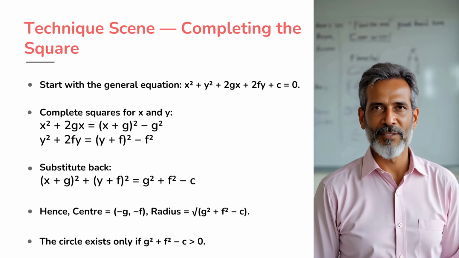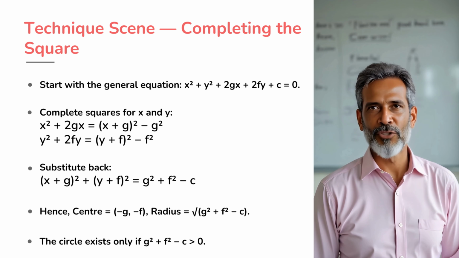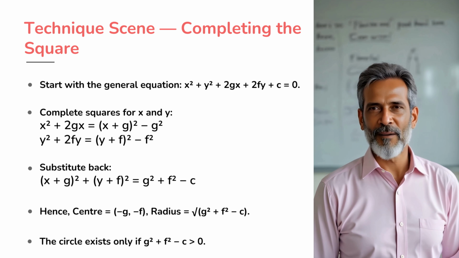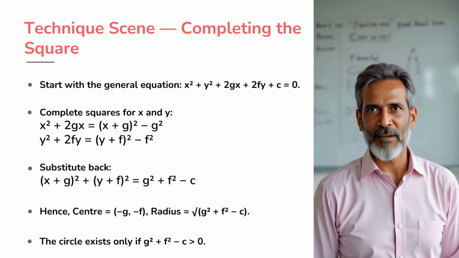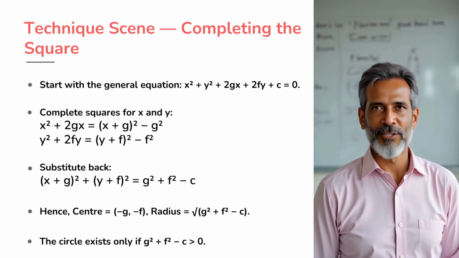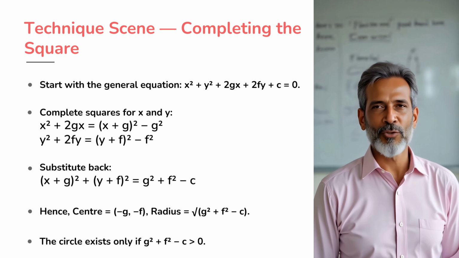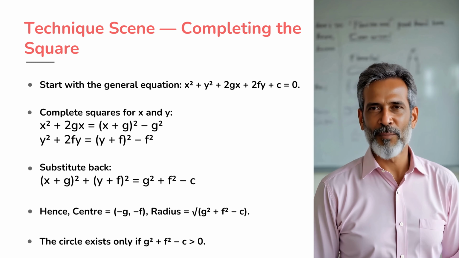Step 3. Substitute these back into the equation. We get (x + g)² + (y + f)² = g² + f² − c. And there we have it, a neat and tidy standard form of a circle. From this, we can easily identify the center and radius. The center is at (−g, −f). The radius is the square root of (g² + f² − c).